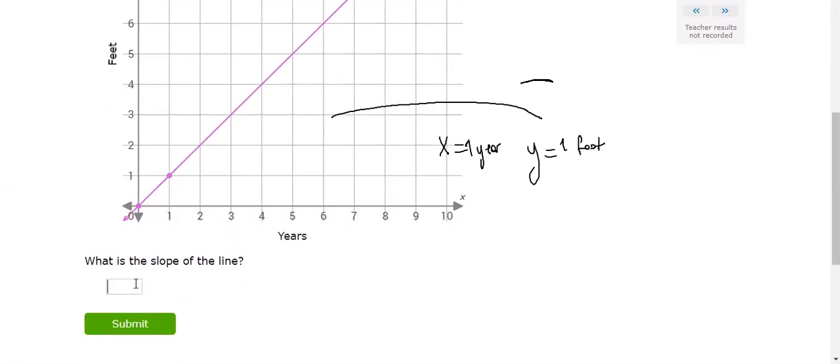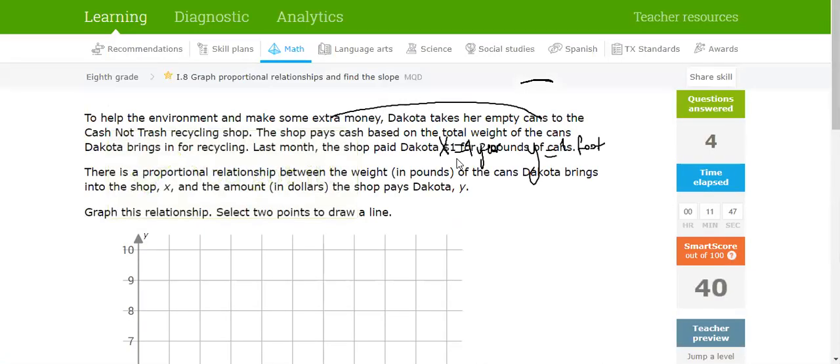And then what's the slope of the line? It's Y over X will be the slope, Y divided by X. For proportional graphs, 1 over 1 is 1. So the slope is going to be 1. Let's submit this, and then let's look at this example now.